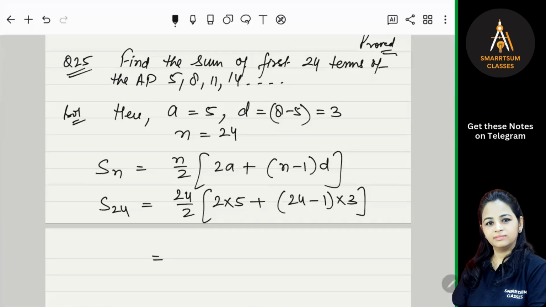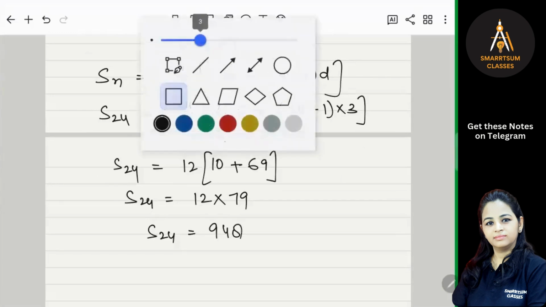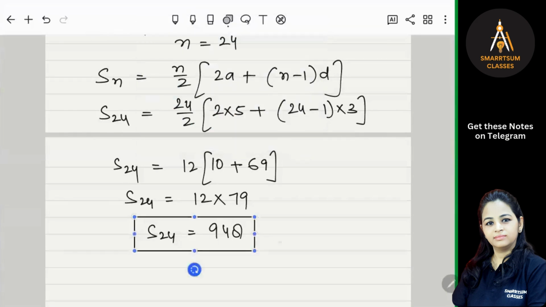Now we will solve this. 12 into 10 plus 24 minus 1, 23 into 3, 69. That is 12 into 10 plus 69, which is 12 into 79. So the sum of first 24 terms is 942. Without knowing the terms within the AP, and without adding them, you are finding the sum of 24 terms using the formula. Is that clear? This is how we can save time by using it.